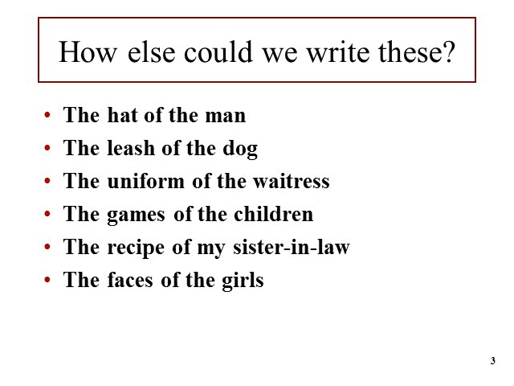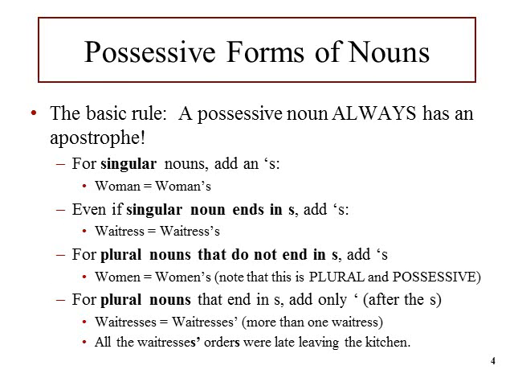I encourage you to stay for the rest of the lecture so you can understand working with these possessives in complex situations. But normally when we have possession, it's because it's one noun, in this case the man, owning another noun, the hat. Here we go. The basic rule for possessives is this. A possessive noun always has an apostrophe, always. And so let's take a look at how this works.